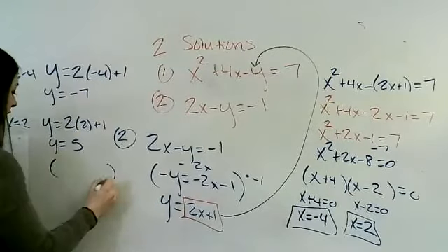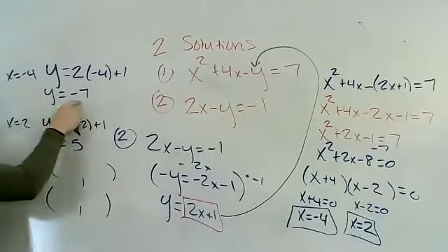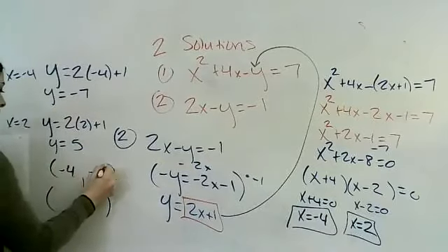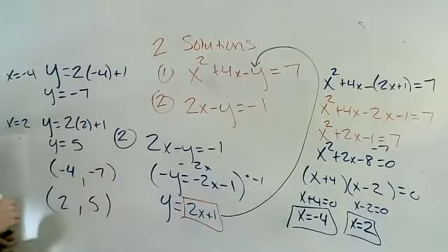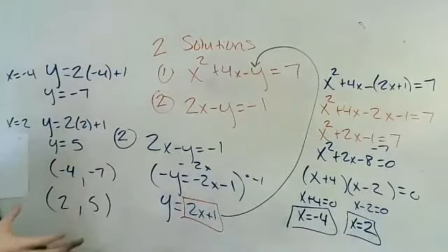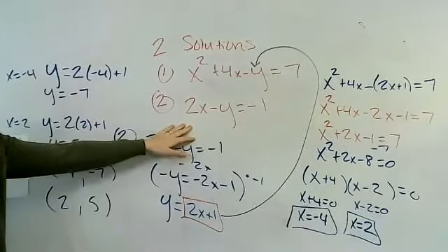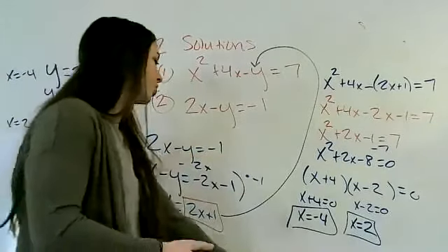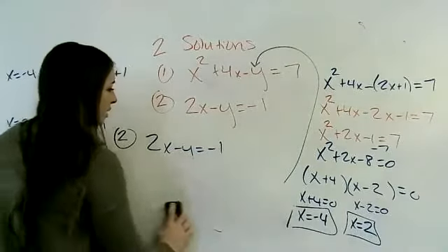So my two coordinate pairs are negative 4, negative 7, and 2, 5. Okay, again, I can go check these algebraically, just substituting these values back in. I'm going to remind you how to go do this graphically. So let's get rid of some of this.